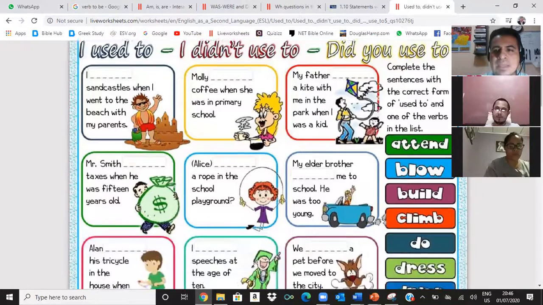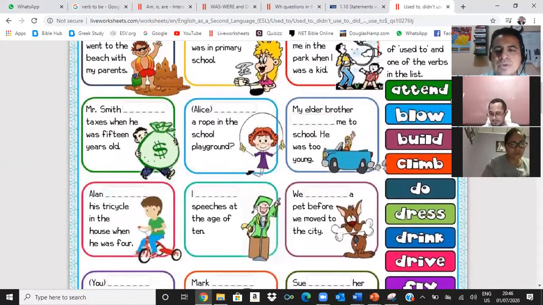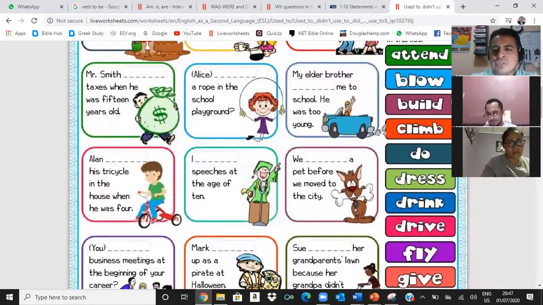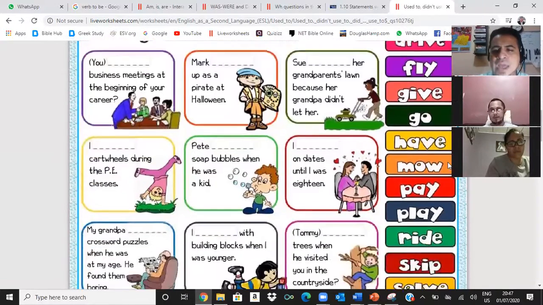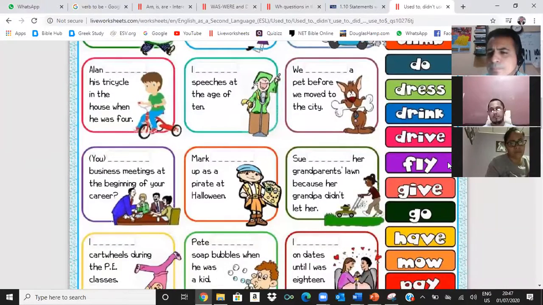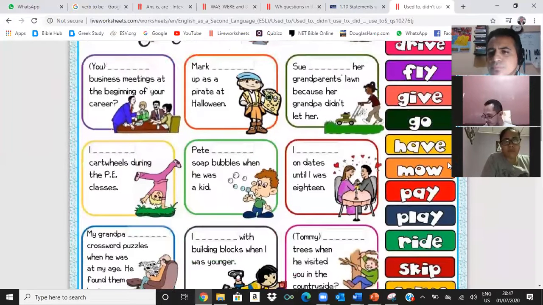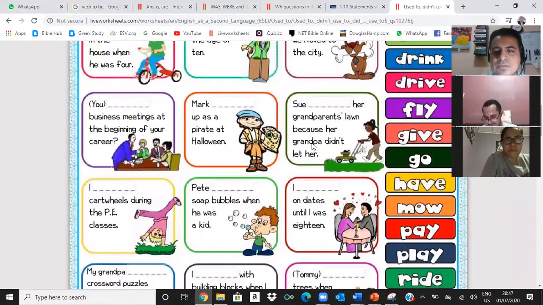Now, I have also, si ustedes ven aquí, hay una lista de verbos que están aquí abajo. Attend. Atender o asistir, más bien, perdón. Asistir. Blow. Blow es como soplar, cuando tú soplas una candela, por ejemplo. O soplas algo que está caliente. Build. When you make a construction of something. Climb. Do. Dress. Drink. Drive. Fly. Give. Go. Have. Ahí está en la lista de verbos, ¿ok? No sé si los van a usar todos. What is the next? Half. Mow. What does it mean? Mow is when you cut the grass. Cutting the grass. Cortando la grama. Do you see this picture? Cortar grama. Right here, this picture.